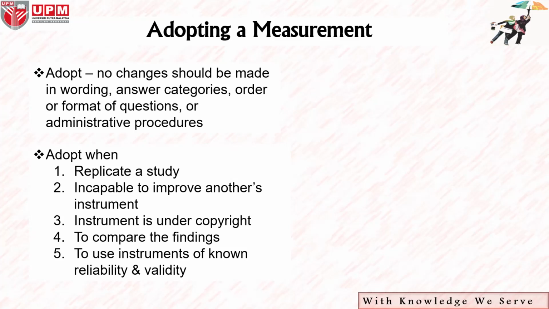Okay. Next one, incapable of improving another's instrument. It means we cannot improve the instrument, so that's why we have to adopt. We cannot do any amendment or improvement on the instrument, so we have no choice, we have to adopt. Next one, the instrument is under copyright. Same, we cannot make improvements. To compare the findings, same as in replication.